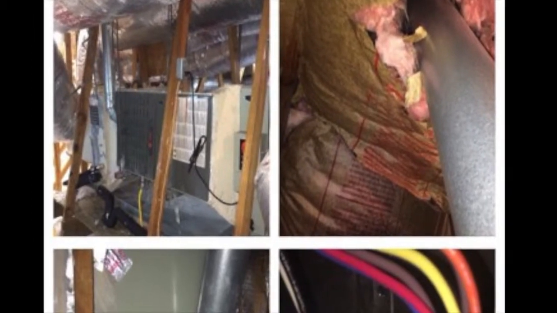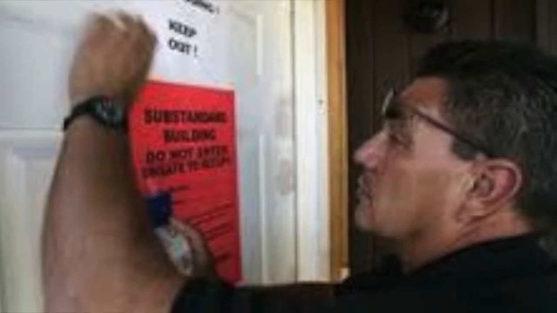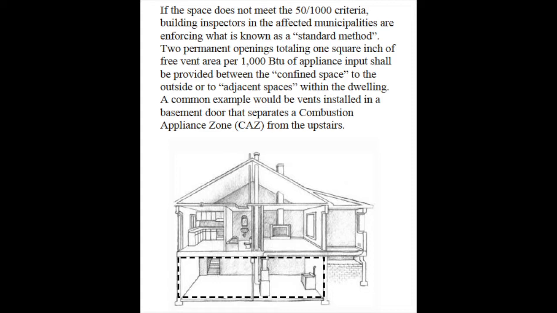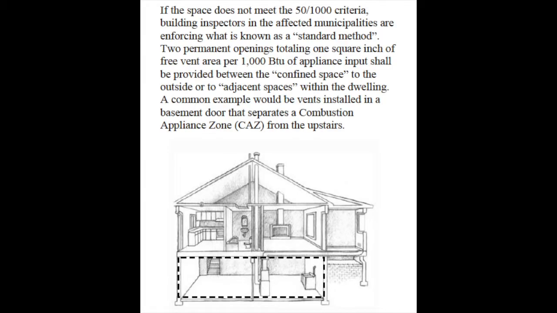If the space does not meet the 50 per 1,000 criteria, building inspectors in the affected municipalities are enforcing what is known as a standard method. 2 permanent openings totaling 1 square inch of free vent area per 1,000 BTU of appliance input shall be provided between the confined space to the outside or to adjacent spaces within the dwelling. A common example would be vents installed in a basement door that separates the combustion appliance zone from the upstairs.